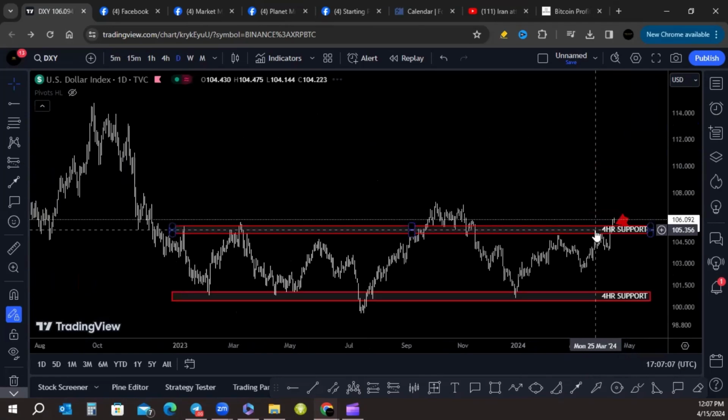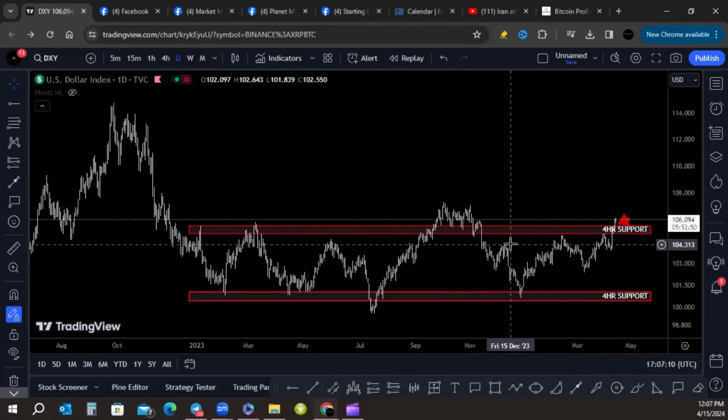So here we are, the DXY chart. For those of you who don't know, this is the dollar. They measure the dollar.